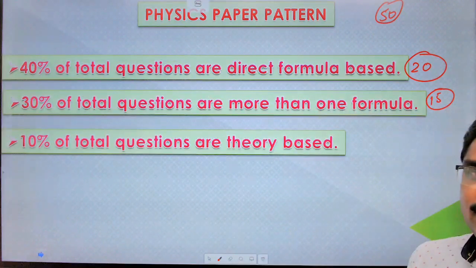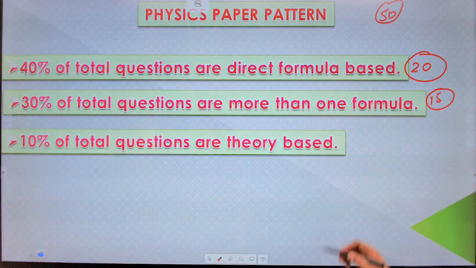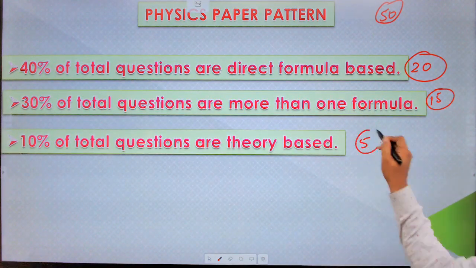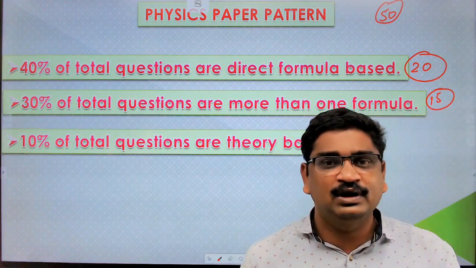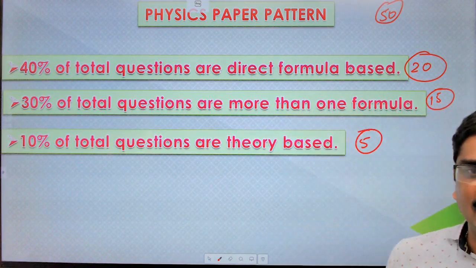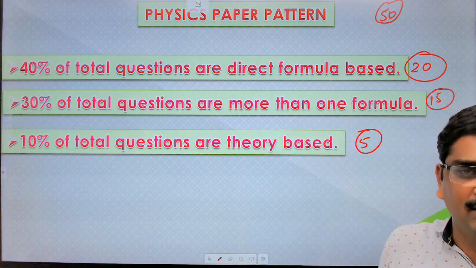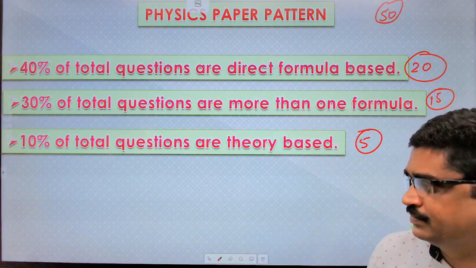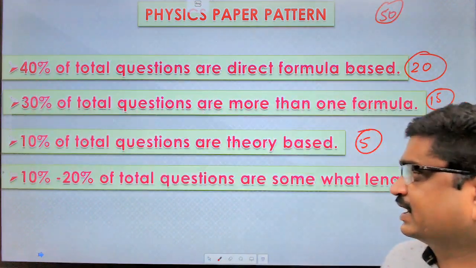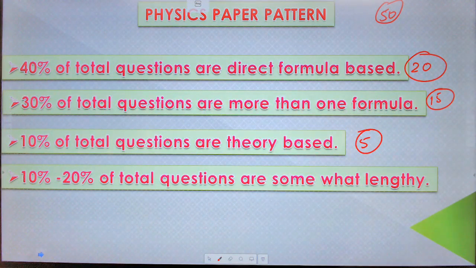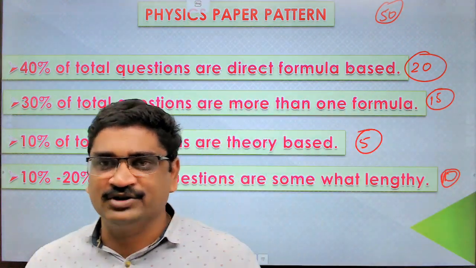Next, around 10% are concept based, purely theoretical. 10% means 5 questions. If you know that concept, then you can answer directly within a fraction of a second. Then around 10 to 20% are somewhat lengthy or difficult. That is nearly 10 questions that are somewhat lengthy or difficult.